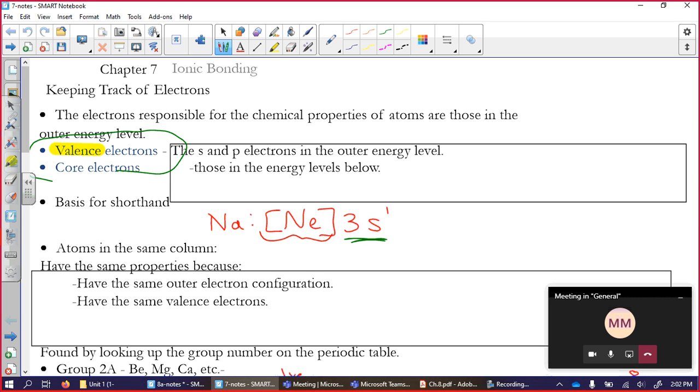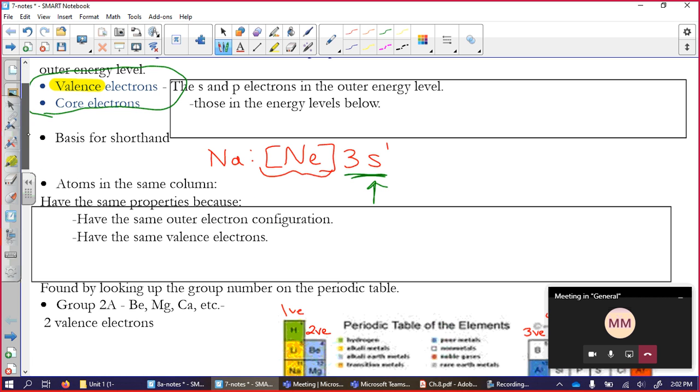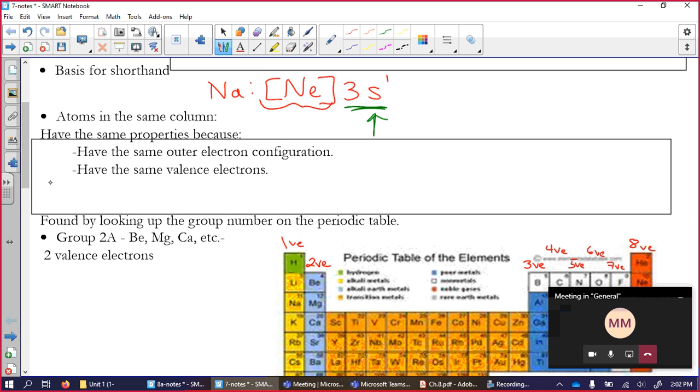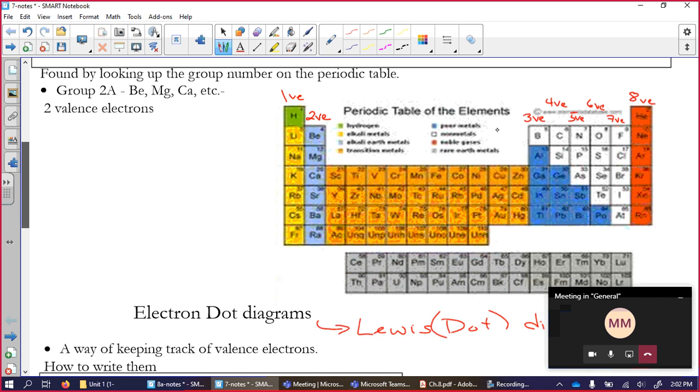We talked about valence and core electrons. Core electrons, when we did a configuration, are the noble gas part. The valence electrons are this outer edge. It's the stuff that does all of the work. In an ionic compound, we talked about counting valence electrons: 1, 2, 3, 4, 5, 6, 7, 8.